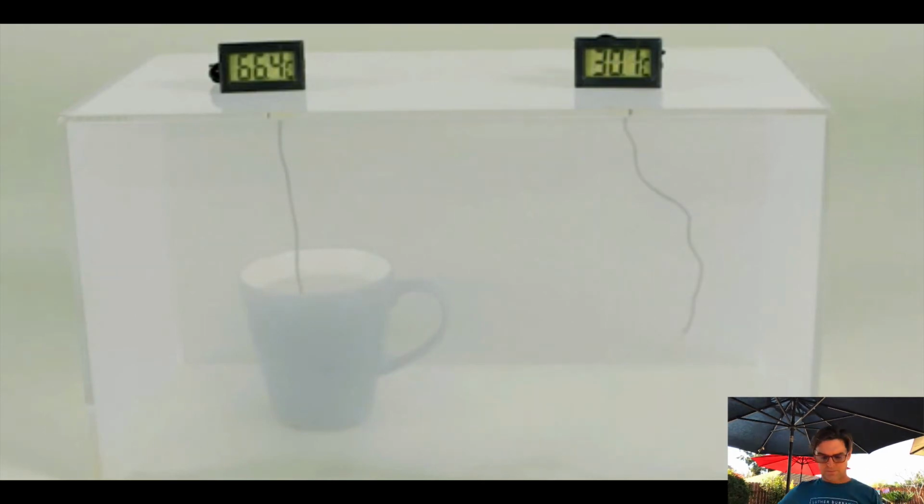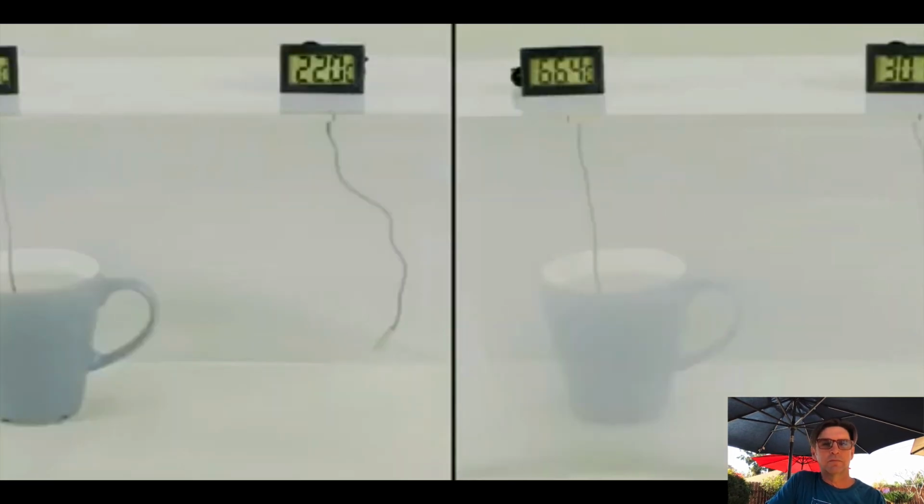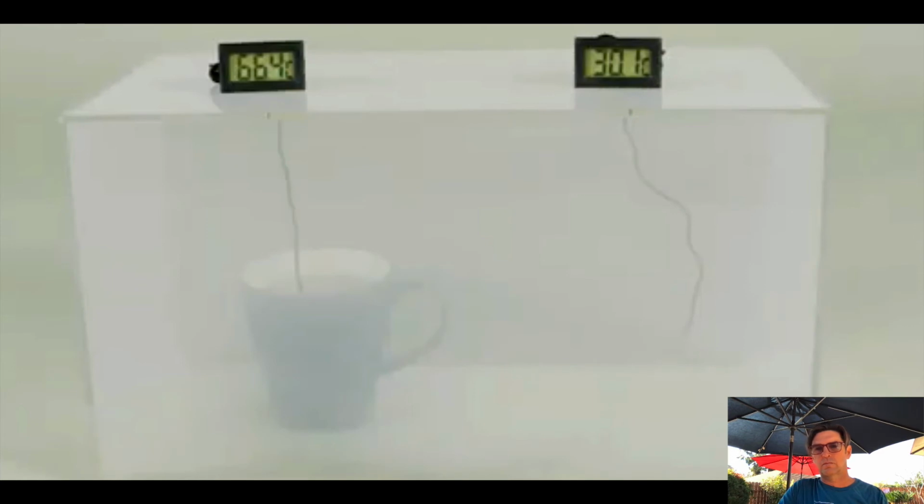Three minutes have gone by. Let's take a closer look at our temperature data. The water started at 89.5 degrees Celsius, and the air started at 22 degrees Celsius. By the end of the experiment, the water temperature had decreased to 66.4 degrees Celsius, and the air temperature increased to 30.1 degrees Celsius. What do you think would happen if we let the experiment keep running?